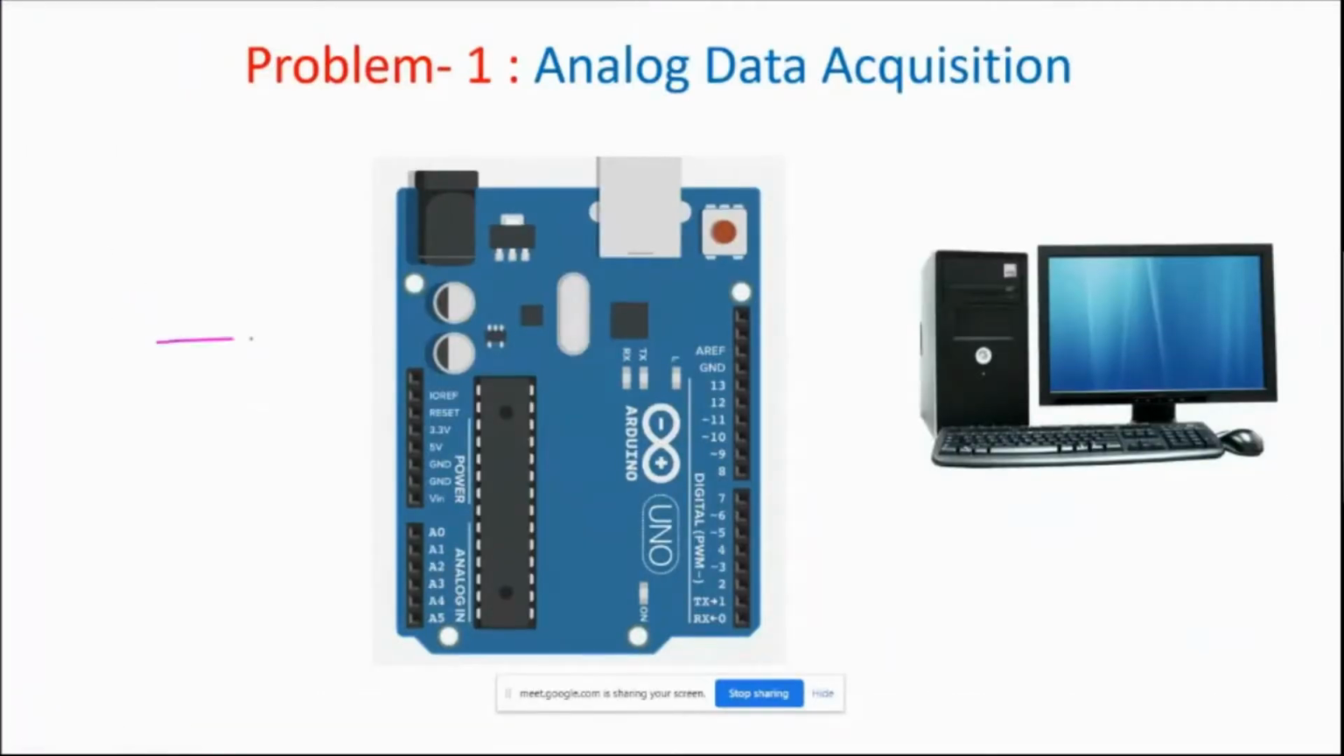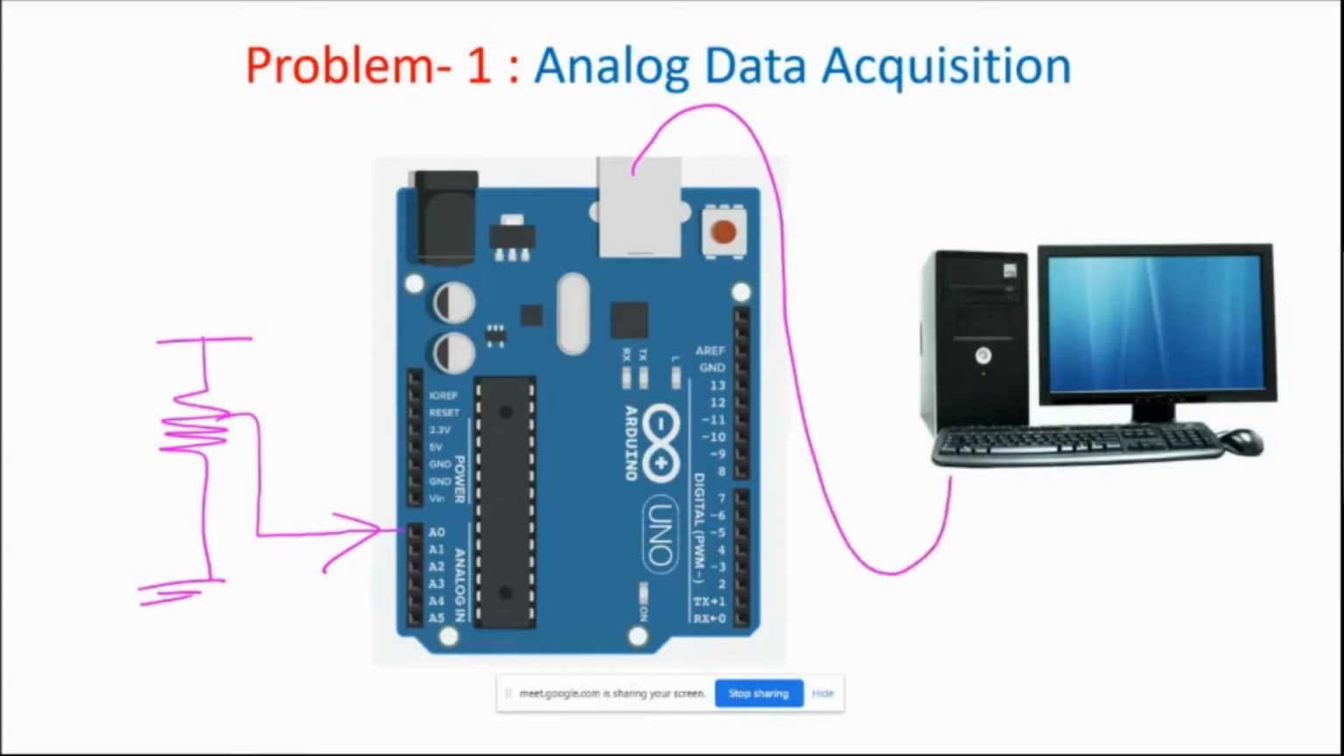In the first problem, I connected a potentiometer to analog 0, and then I connected my computer via USB. This is a pseudo UART. Actually, what if you want to do, you have to do it with a MAX.